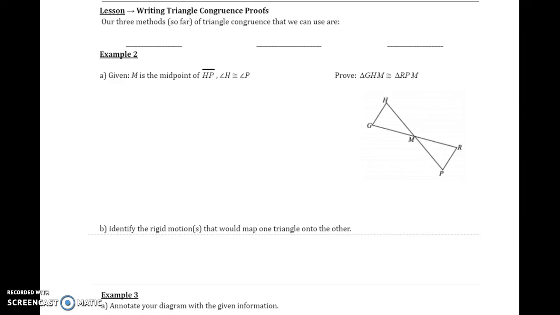So now we're actually going to implement writing triangle proofs. The three methods we have so far are side, side, side, and angle, side, angle. This lesson just focuses on side, side, side, and angle, side, angle. However, as we go forward and on your Regents exam, you'll have to decipher which of these methods you will be able to use based on the given information.